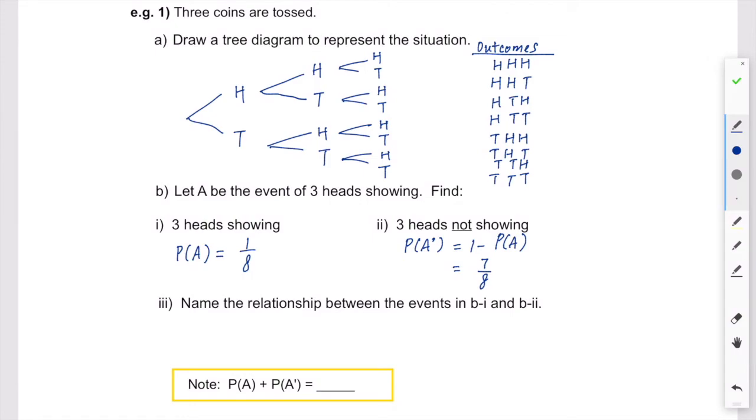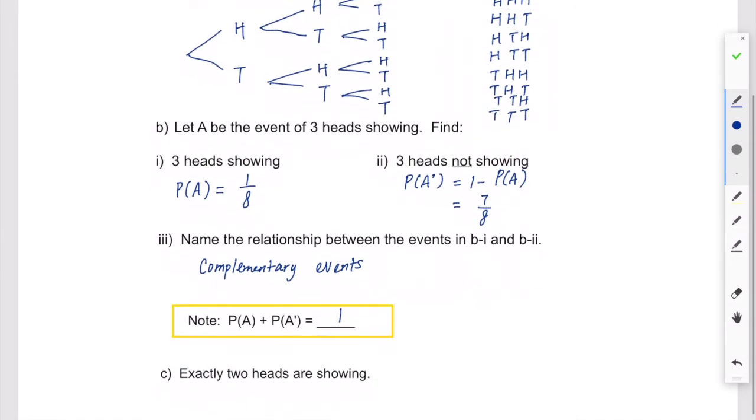Same thing. So let's name this relationship between the events in B1 and B2, and I kind of gave it away. These are called complementary events. And we said that when I add P of A and P of A prime together, I get 1.